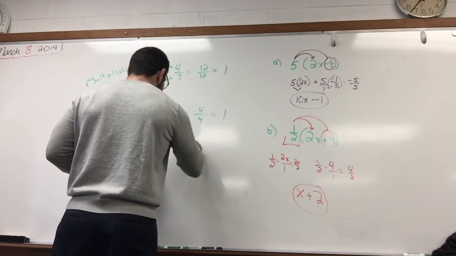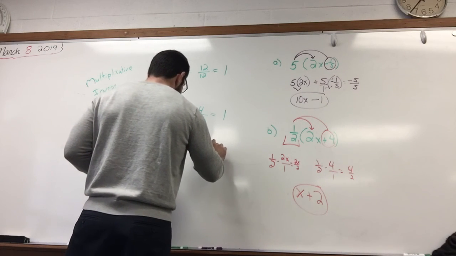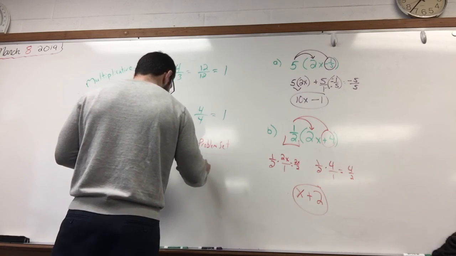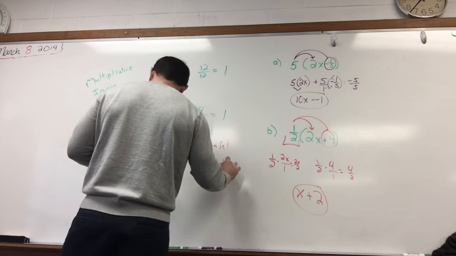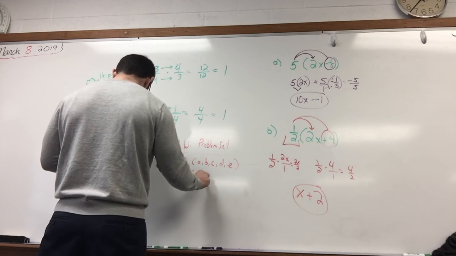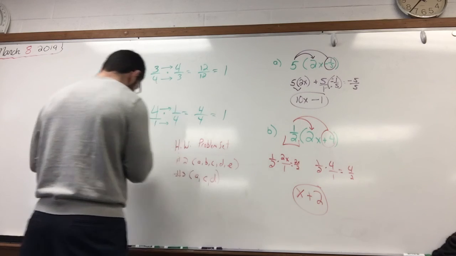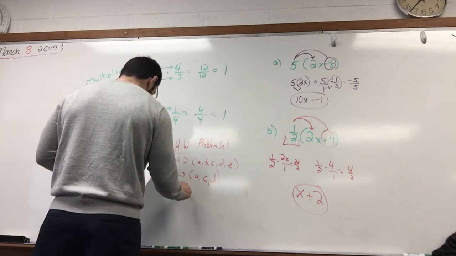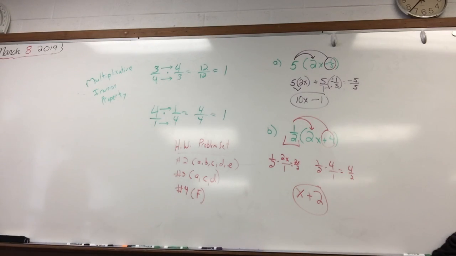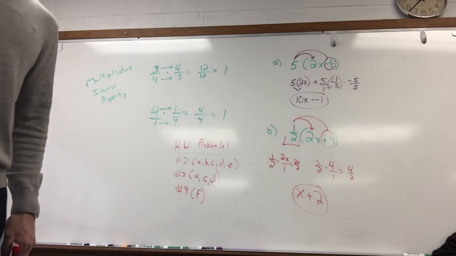So again, you are not doing these in your packet. It's going to be on a separate piece of paper that you can turn in. It's from the problem set. You are doing number 2, A, B, C, D, and E. Number 3, A, C, and D. And number 4, letter F. You must have them all done. You have about 5 minutes. Rock it out.